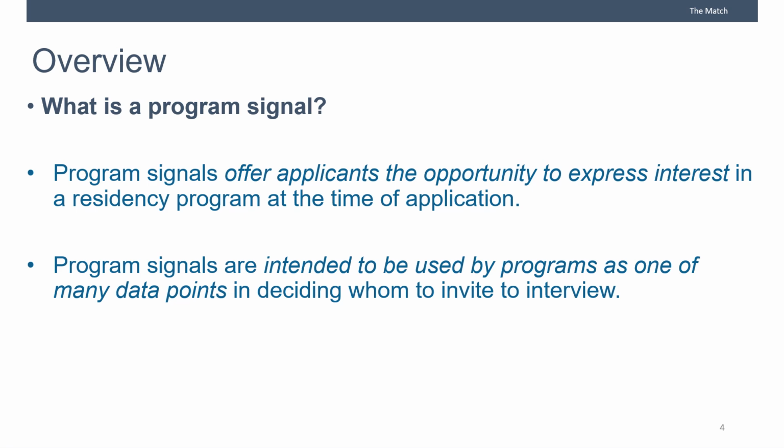They represent a single indicator of an applicant's preference at a moment in time. Programs should use them alongside other application information about applicants' interests in deciding whom to invite to interview. Programs should not consider signals after the interview because applicants' preferences may change due to personal circumstances or interactions with a particular program. Remember, signals are an indicator of interest, not of qualification.